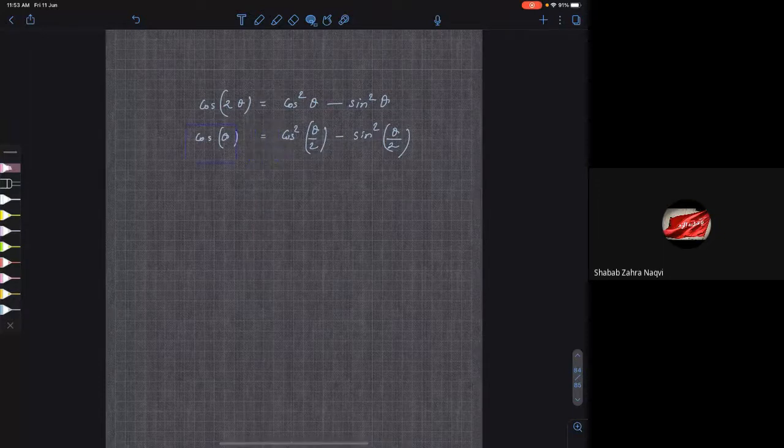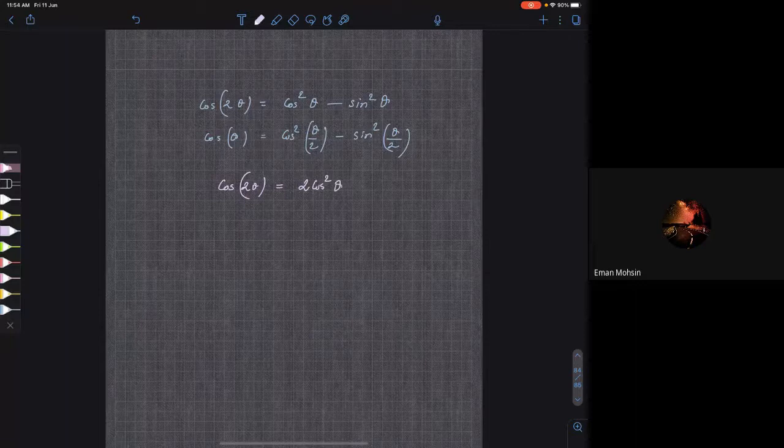Clear? Okay. Now there are some other versions of this formula because it is quite important and will be useful in various other places. So cos 2 theta is also equal to 2 cos square theta minus 1. That also we have. Now based on this, what can we write?